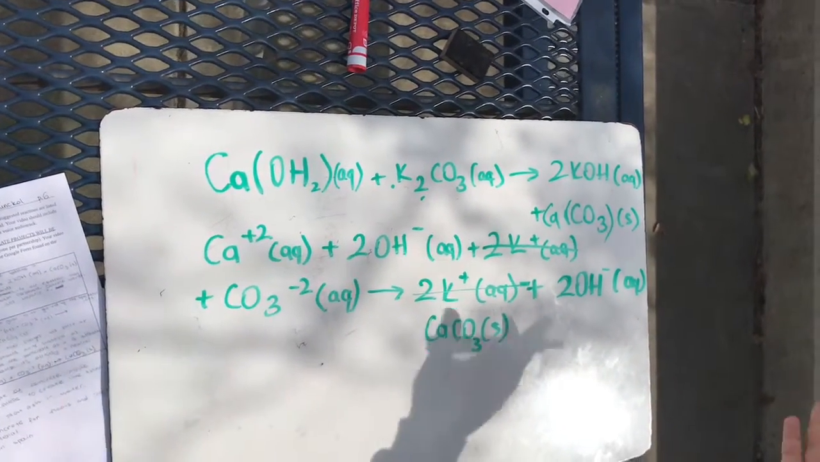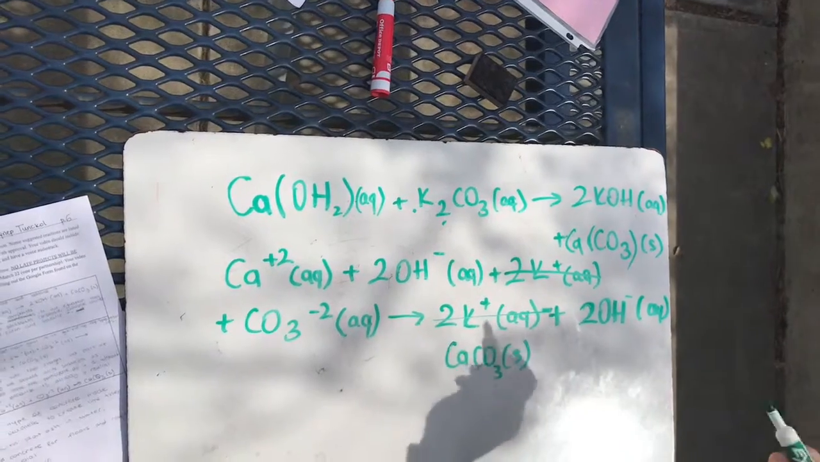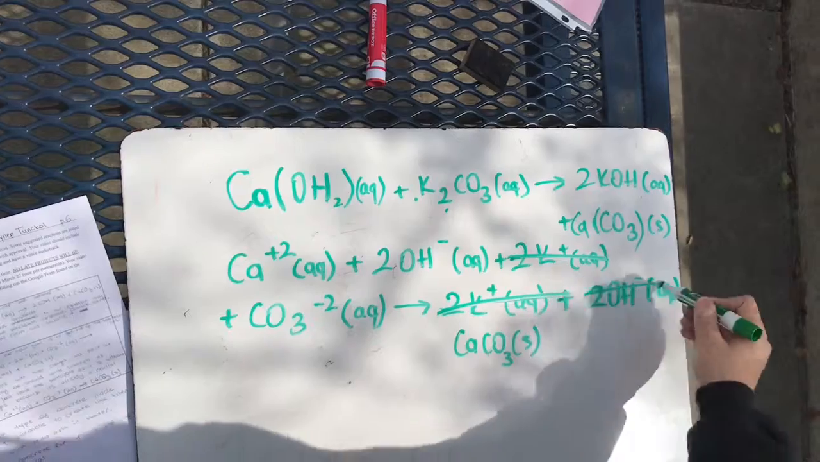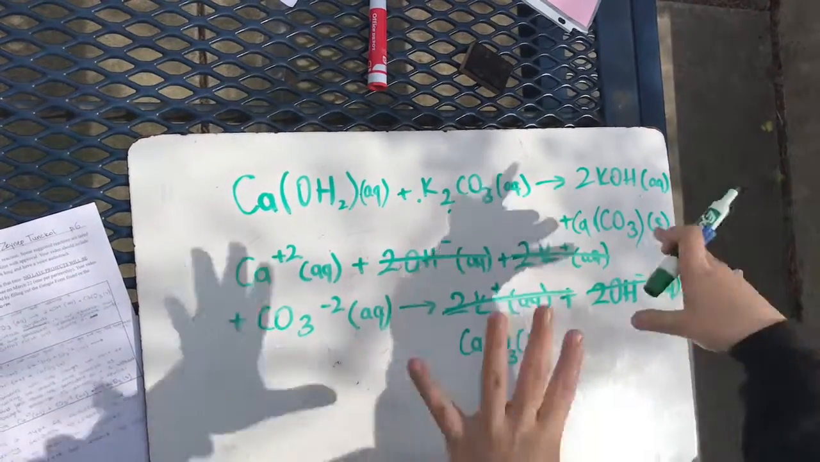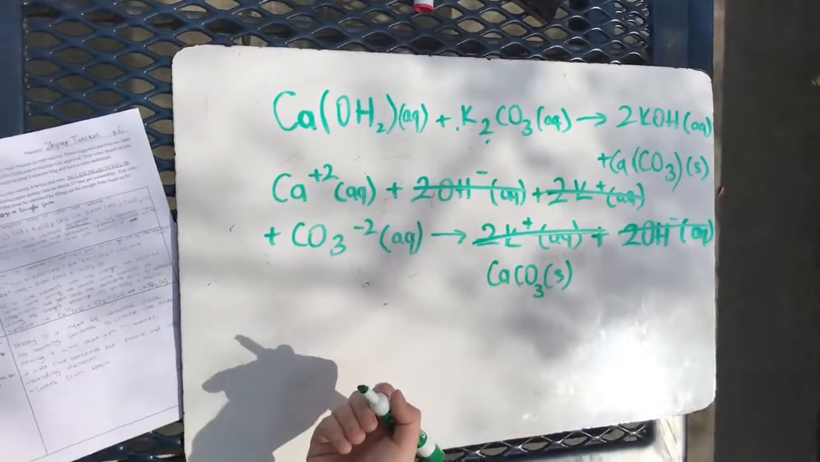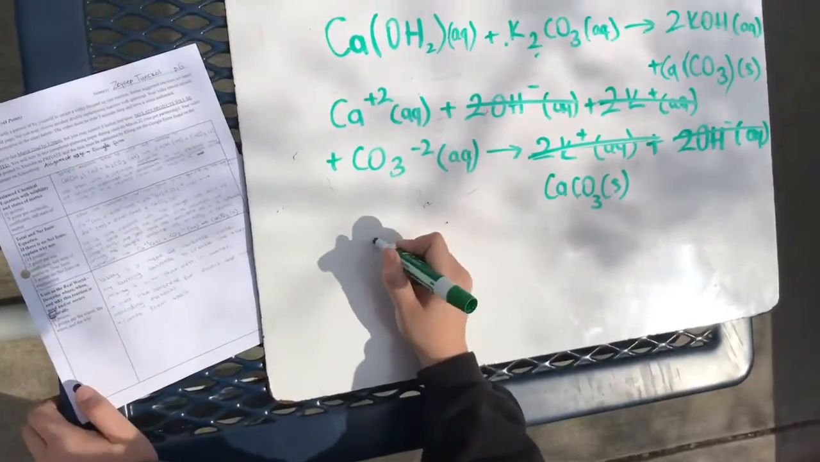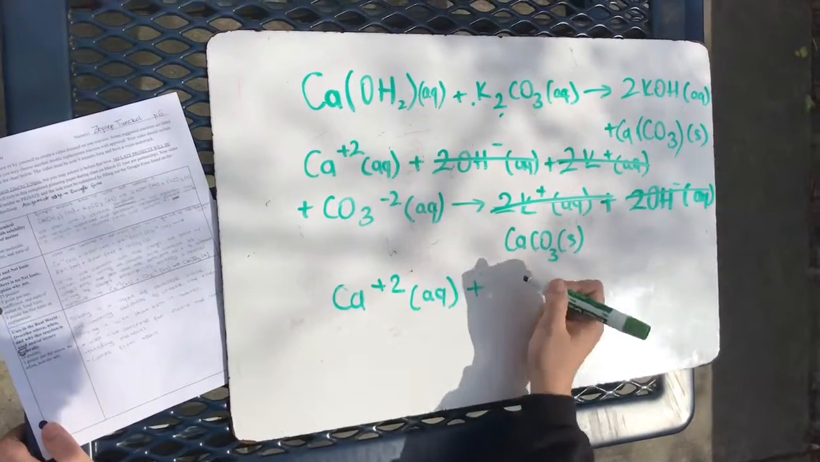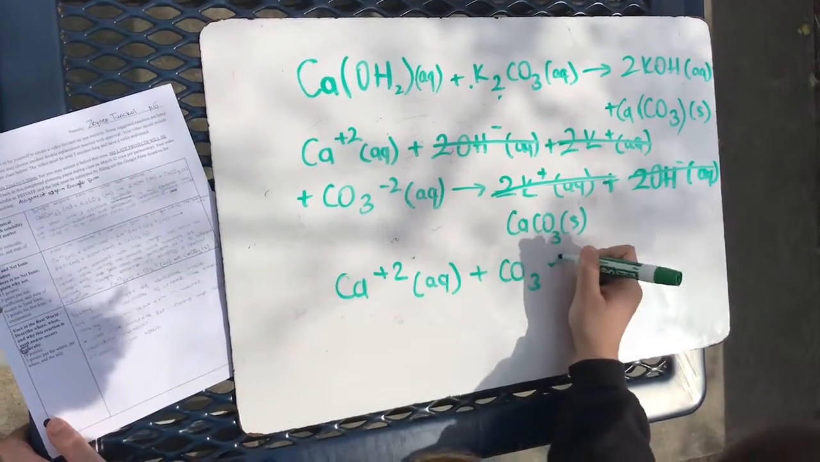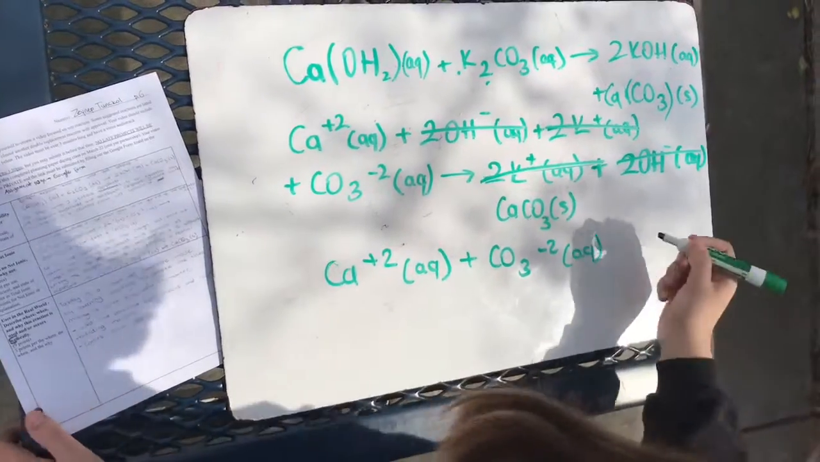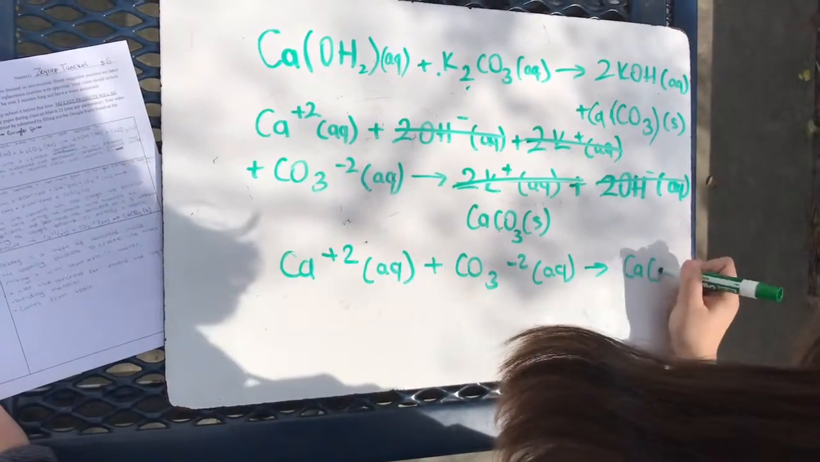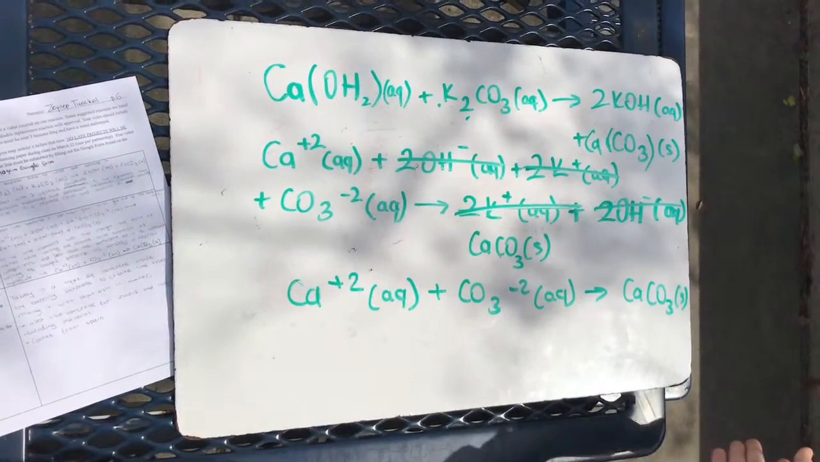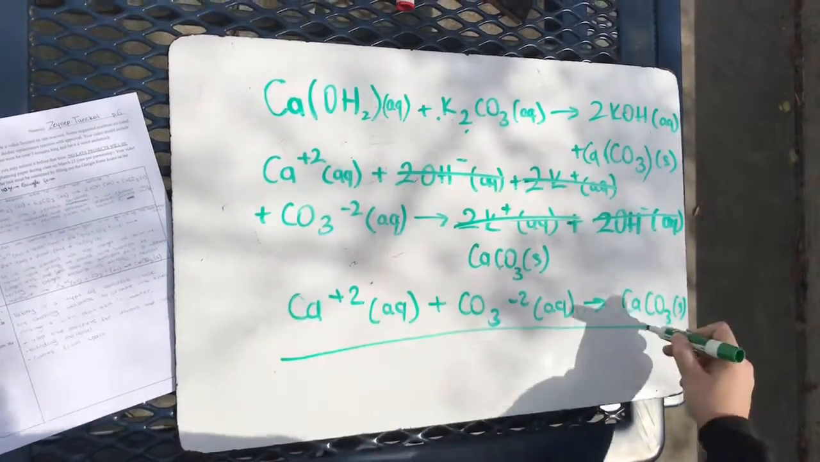Okay, so right now we have to cross out the spectator ions because they don't do anything. We just need the main reaction. So 2K is going, and then 2OH because they're on both sides, and then our net ionic equation is Ca2 plus, we're basically just copying it down at this point, 2 minus aqueous, and then CaCO3 solid. So yeah, this is our net ionic equation here.